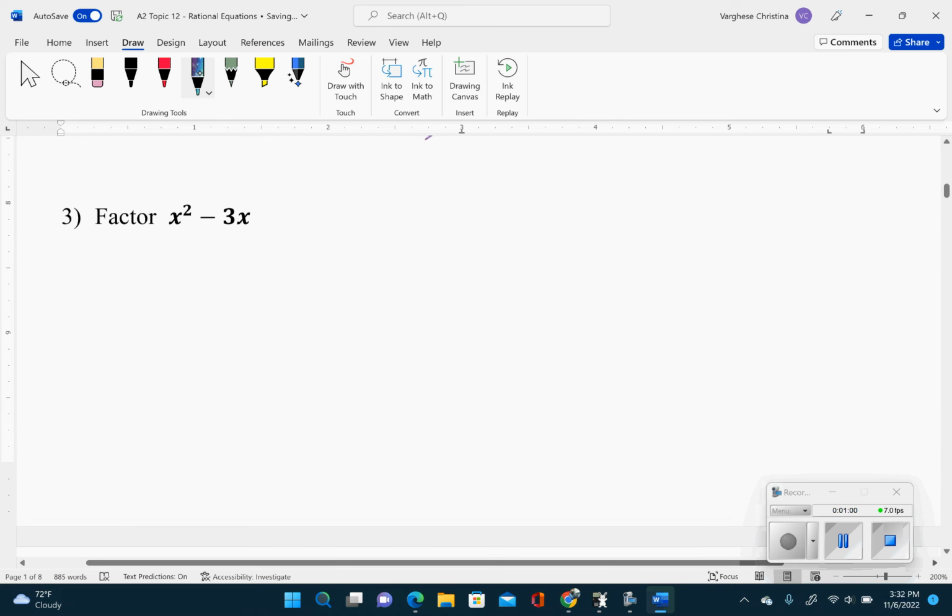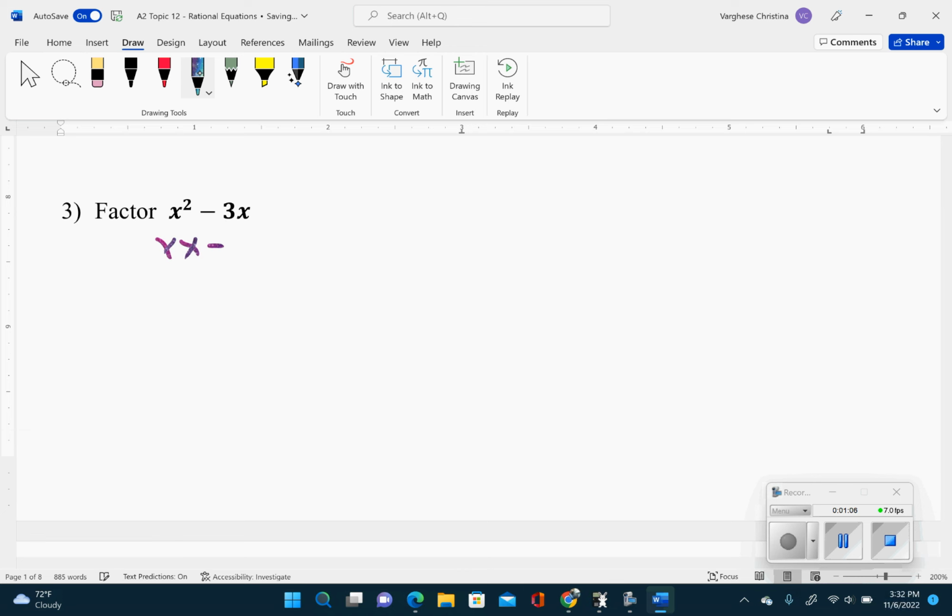For this one right here, we're going to factor. So what is common in both? X squared means that we have two x's, minus 3 times x. So what is the same? We can see that there's an x and an x that are the same. So we're going to take that x, factor it out, and write down what's left, right? If we take this x out, we have one x left.